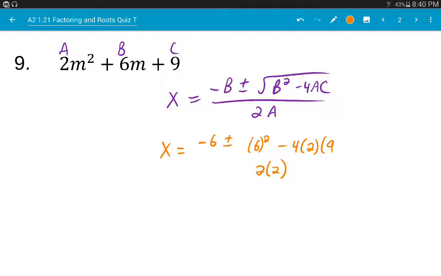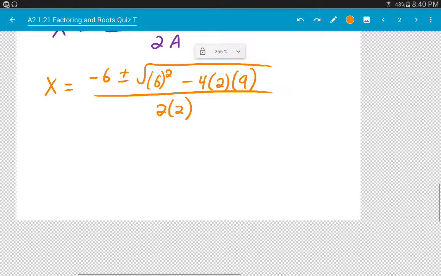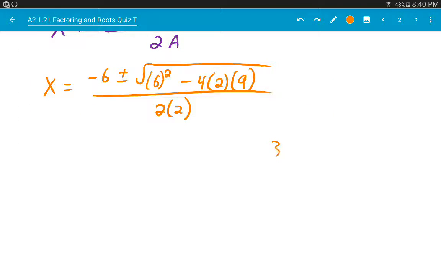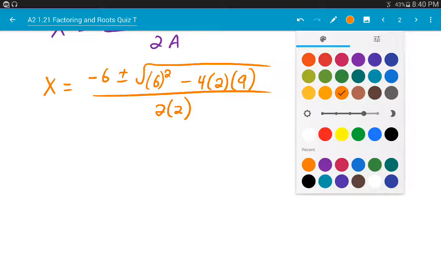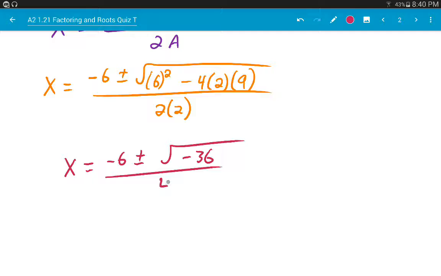I can simplify what's underneath the radical all at once. I'm going to do it just in scratch work because I don't want to switch my calculator. That's 36 minus, 8 times 9 is 72, so this is negative 36. So when I clean this up a little bit, it's going to be x equals negative 6 plus or minus the square root of negative 36 over 4.